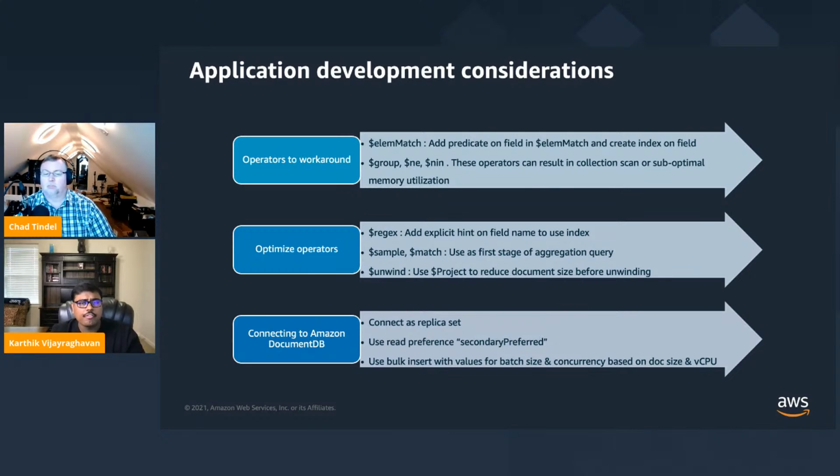And then from your application, when you're connecting to DocumentDB, we've talked about using a replica set with read preference secondaryPreferred, so that you can efficiently leverage read replicas, and using bulk inserts. Like I talked about, using those insertMany or updateMany operations, when you're performing bulk inserts, you can use batch size and concurrency with appropriate values.